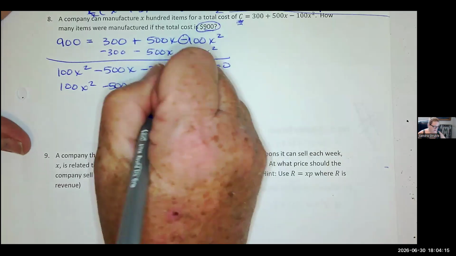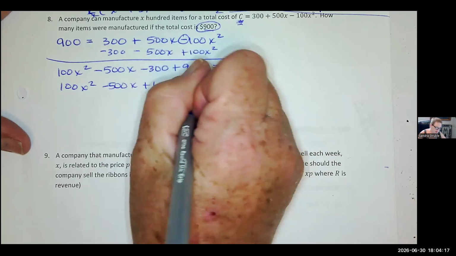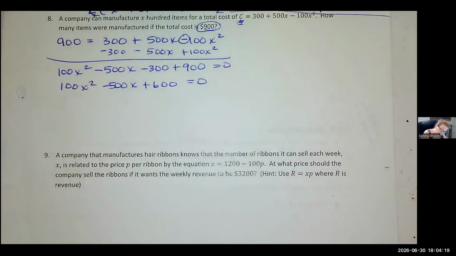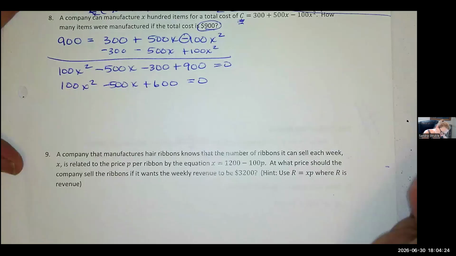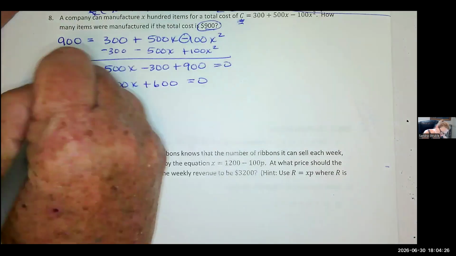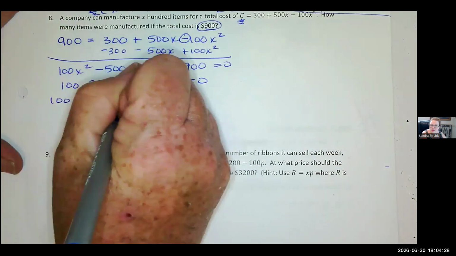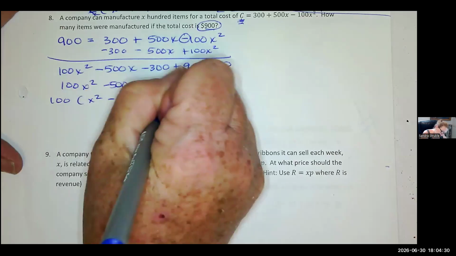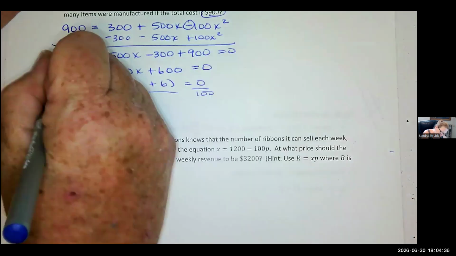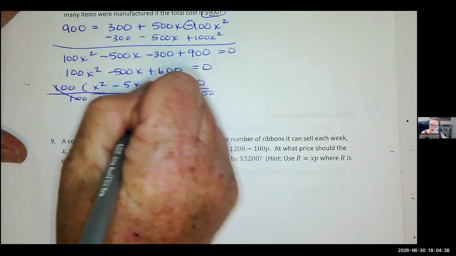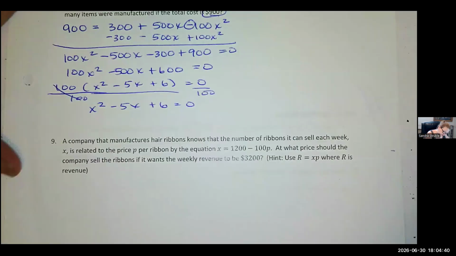All right, now we can factor out 100 from this trinomial. That's much nicer to look at. Divide both sides by 100, and it is gone. Little tricks we can do. Now we need to factor.